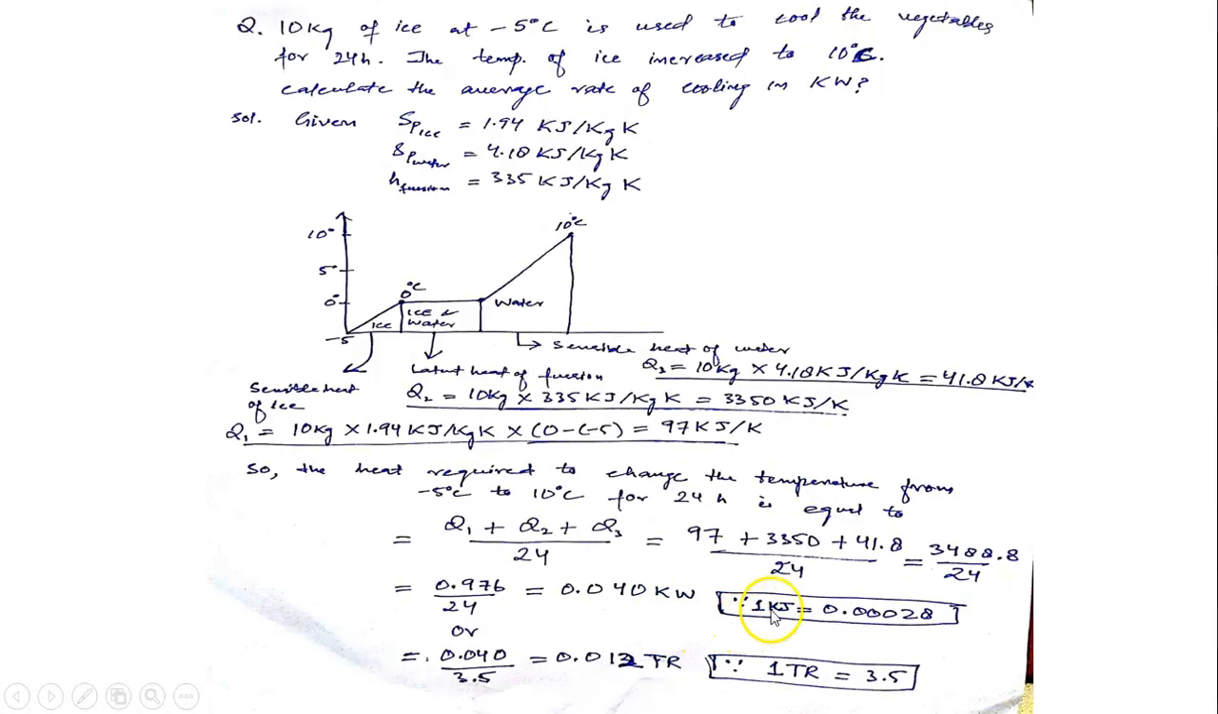As we know, 1 kilojoule is 0.00028 kilowatt. So again we can convert this kilowatt into TR, because 1 TR is equivalent to 3.5 kilowatt, so I have divided this kilowatt by 3.5, and the answer is 0.012 TR, ton of refrigeration.